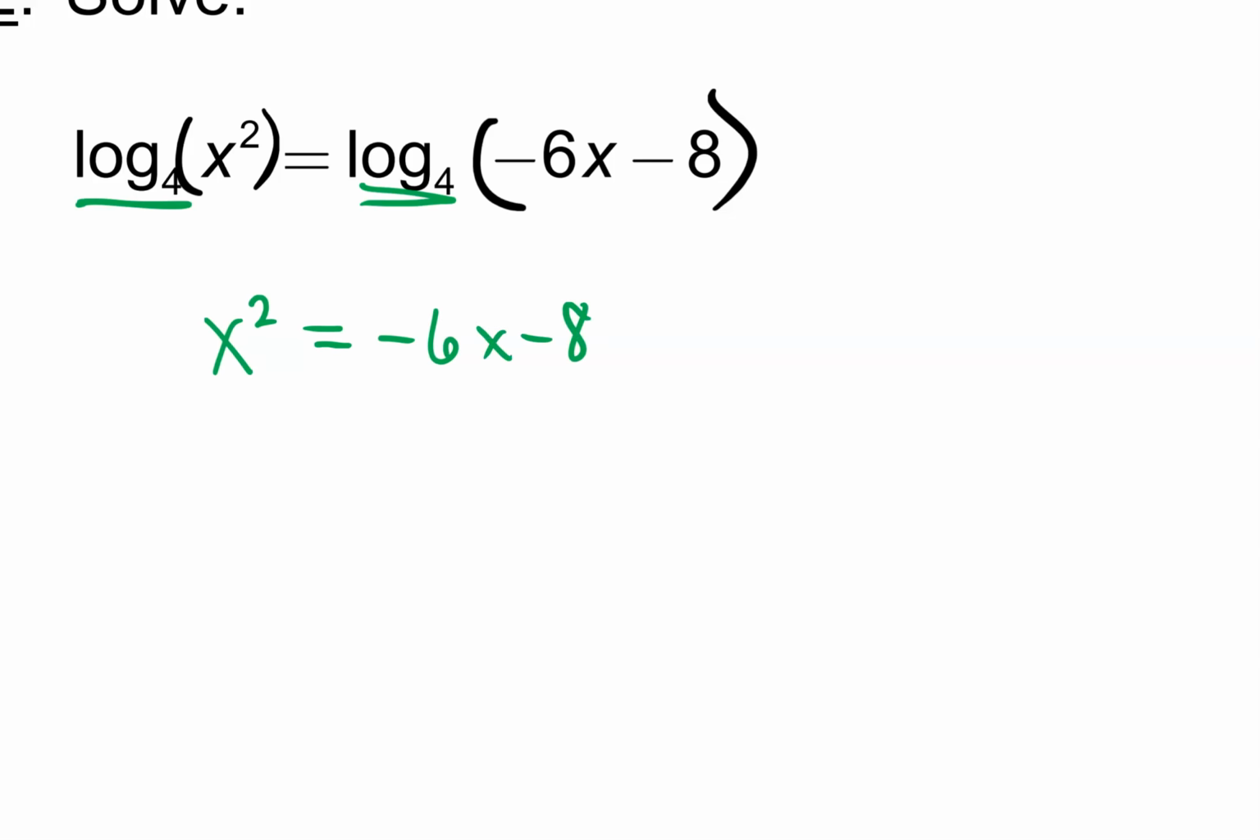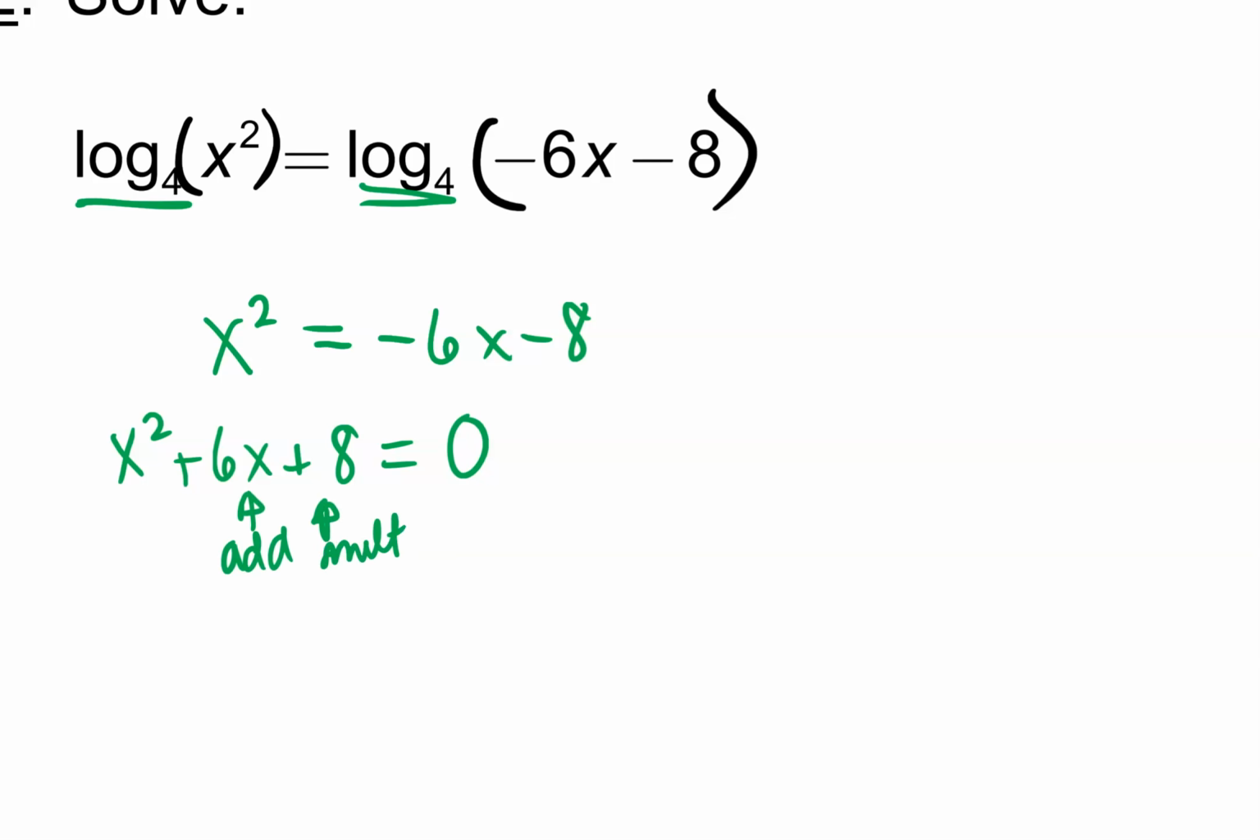And let's move everything to the left side. So add 6x on both sides. Now I have x squared plus 6x plus 8 equal to 0. Ooh, I need to solve for x. Remember, solving for x is factoring and setting each factor equal to 0. So looking for what adds to the middle and multiplies to the outside.